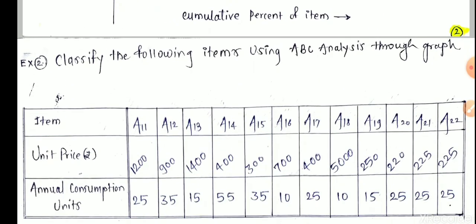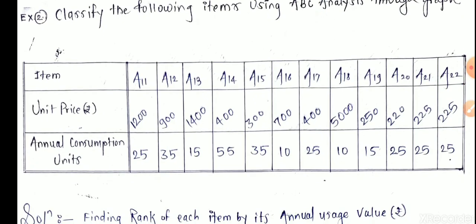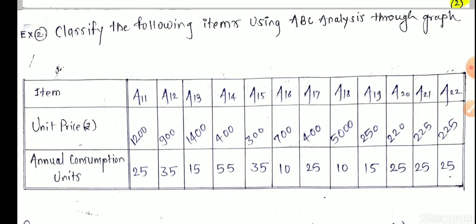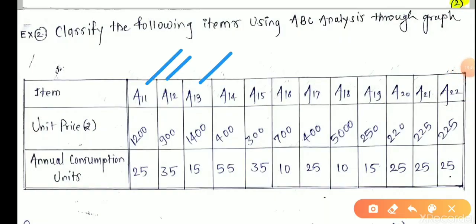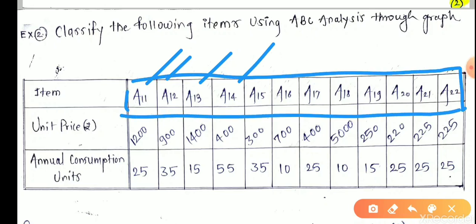Now, consider the next example, number 2. Classify the following items using ABC analysis through graph. Here, A1, 2, 3, 4 is A1, A2, A3, A4. It's the naming of an item, and here 12 items are given. In the previous example there were 10 items, here there are 12 items. Now here the unit price is given and the annual consumption is also given.